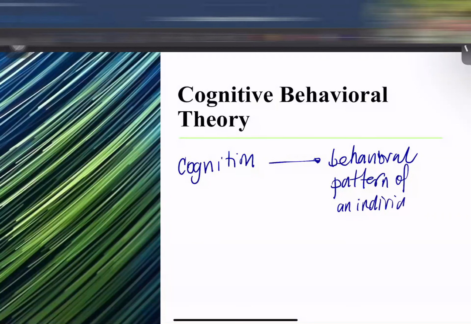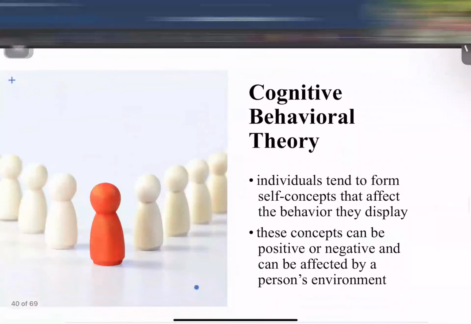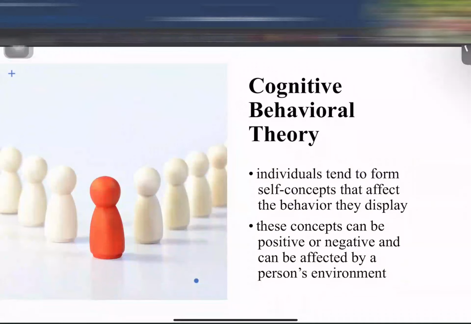And again, when we talk about cognition, as emphasized there in your books, your cognition, class, would be equivalent to the term knowing. This one is developed by Aaron Beck, your cognitive behavioral theory. Now, what are the assumptions of your cognitive behavioral theory? It tells us that an individual tends to form self-concepts that affect the behavior they display. These concepts can be positive, negative, and can be affected by a person's environment.